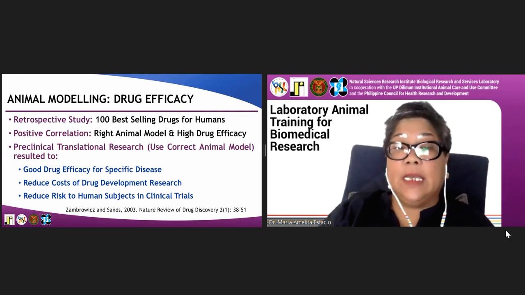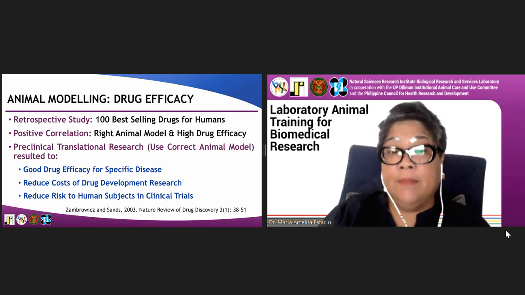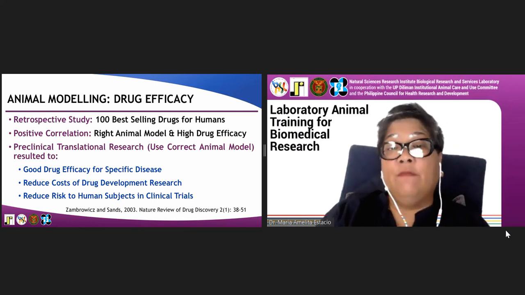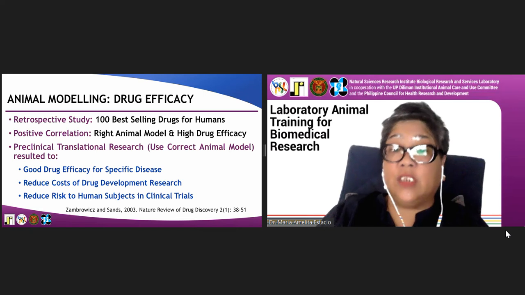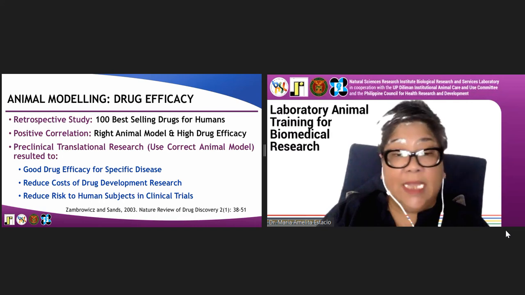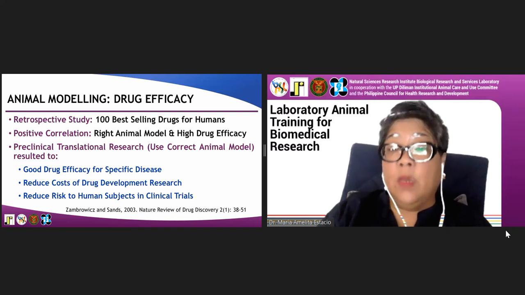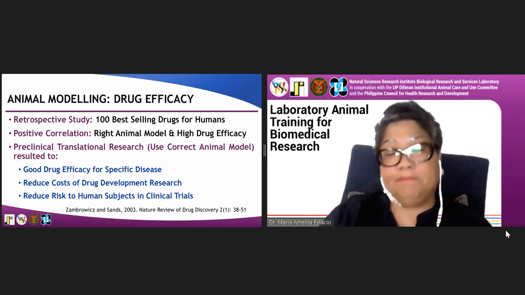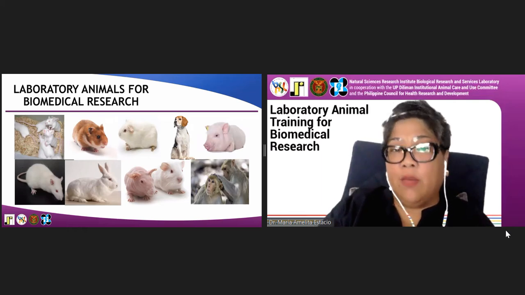So based on this, the specific take-home message for this review article is that good drug efficacy for specific diseases is dependent on using the right animal model to test it. It was also able to reduce the cost of drug development research, and at the same time, based on the important findings, it was able to reduce the risk to human subjects that were included in the clinical trial studies. Which means that you have to choose the right animal model for your biomedical research.